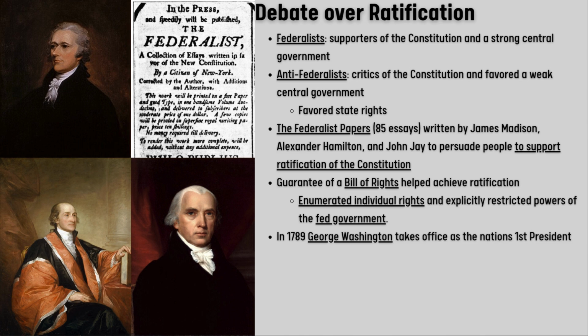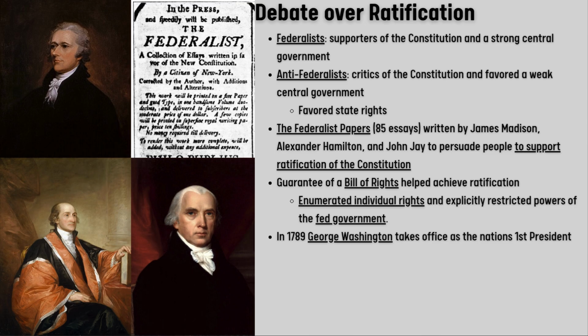Opposing them were the Anti-Federalists. They were skeptical of a powerful central government and preferred stronger state rights. Their concerns were rooted in the fear of losing individual liberties under a centralized power. To sway public opinion, the Federalist Papers played a crucial role. These 85 essays, penned by James Madison, Alexander Hamilton, and John Jay, were instrumental in persuading people to support the Constitution. A key factor in achieving ratification was the promise of a Bill of Rights.